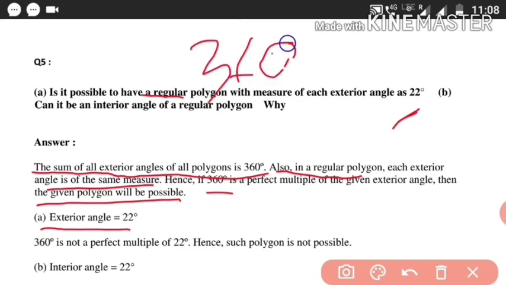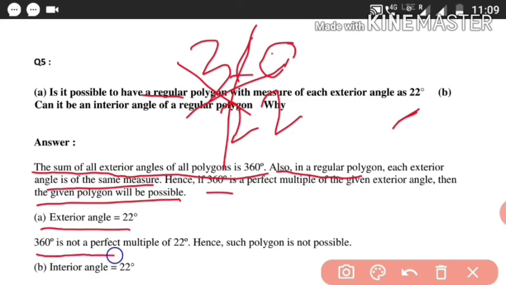Now what will you see? 360 divided by 22. Is it exactly divisible? No, this is not exactly divisible. So 360 is not a perfect multiple of 22, hence such a polygon is not possible. So you cannot draw a polygon with 22 degrees as an exterior angle. Got it? Now come to the next question.